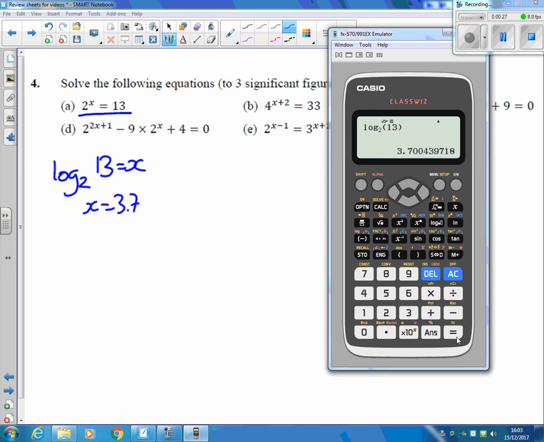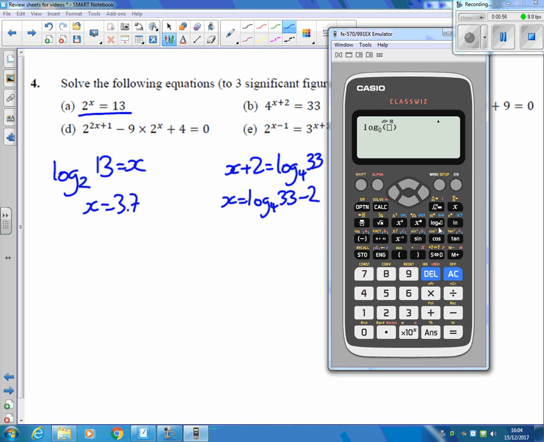Of course, you can check this by just going 2 to the power of 3.7, and this should be roughly 13. There you go, 12.996. On part B, I'm going to do exactly the same thing, but this time it won't give me x, it will give me x add 2. So I've got log to the base 4 of 33, and so x is going to be log to the base 4 of 33, take away 2.